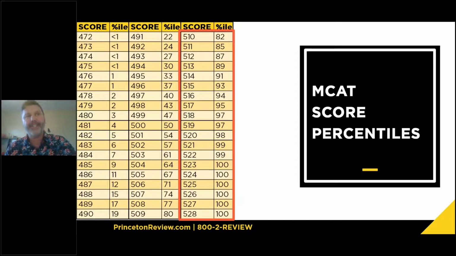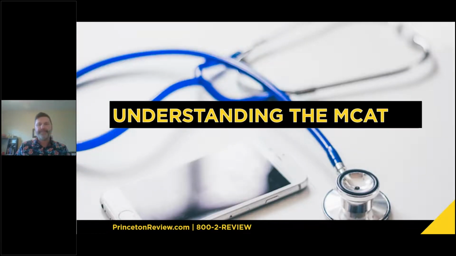I find it interesting you can get a 523, which is 5 points lower than a 528, and still be in the 100th percentile. But they will see your score, not just your percentile. But I wanted to show you this so you can see your place in all these numbers and what that really would mean to you.